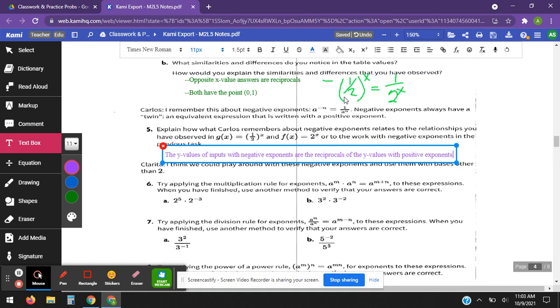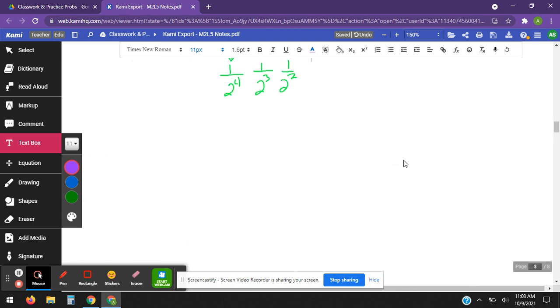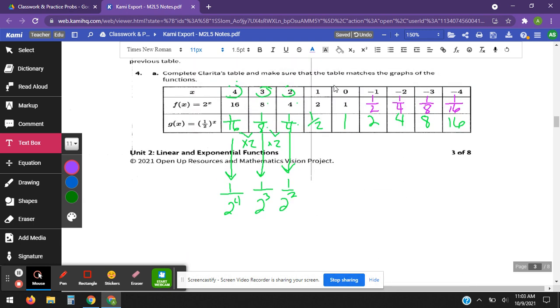So let's just look at that. The y values of the inputs with negative exponents are the reciprocals of the y values with positive exponents. So here's my negative exponent. These are reciprocals of each other, right? This is 1 over 2 to the first. This is 2 to the negative first.